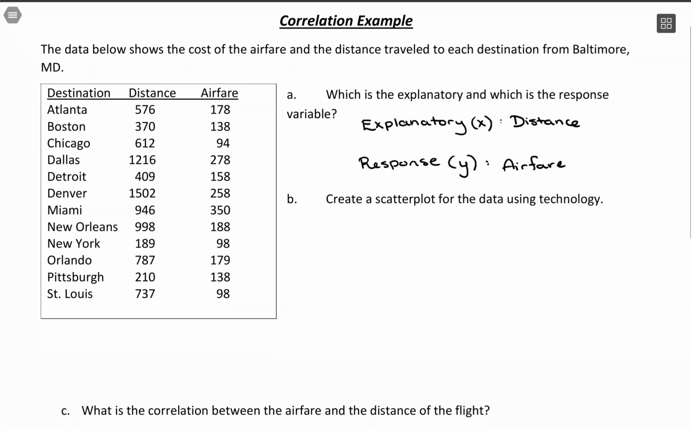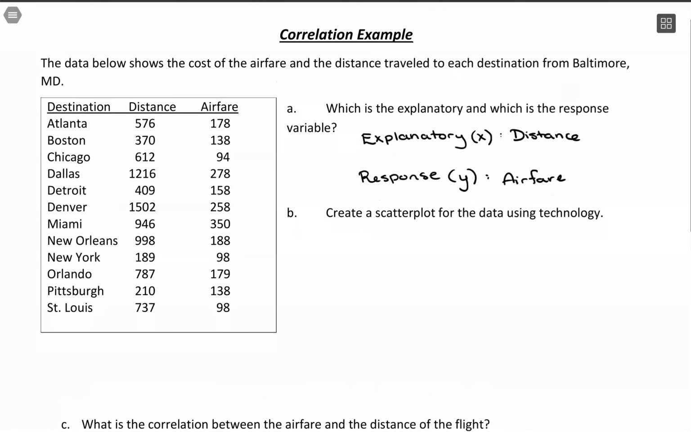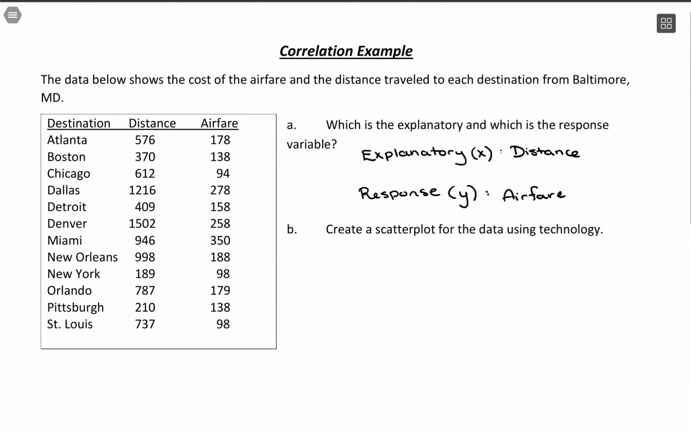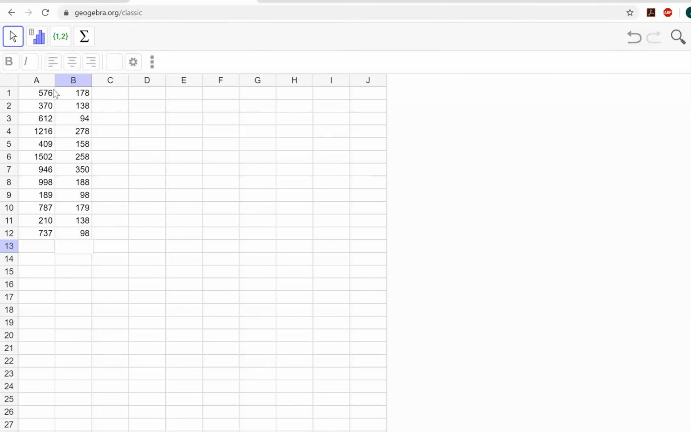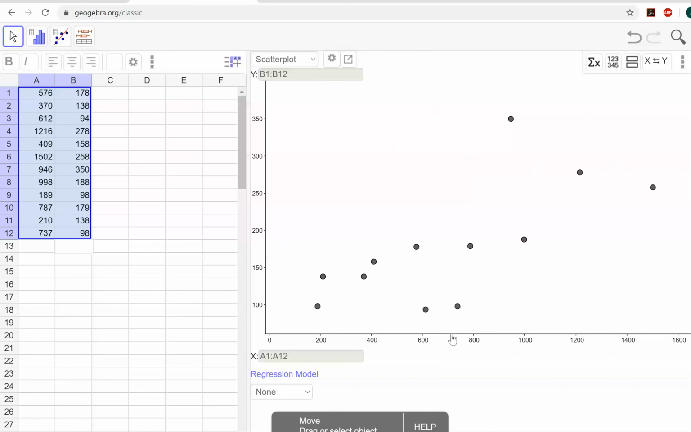So then from there, what we're going to do is look at the scatterplot, correlation, and coefficient of determination. We're going to need to go to GeoGebra or some form of technology to get these values out. In GeoGebra, if we go to spreadsheet, we type in our data. Again, all of your x values should be in column A, y values in column B. Then we highlight our data, go to our histogram image up above here, and choose 2-variable regression analysis. And with that, our scatter plot will open up.